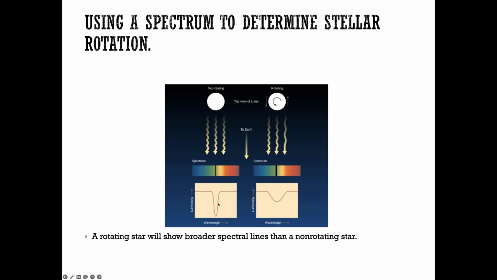Now, if you compare the two graphs here, the dip is like this for the first one. Once it gets a little bit broader, you will get a different shape for this absorption line. So that is what we call line broadening. Basically, you will have broader spectral lines for a rotating star compared to a non-rotating star. That is another application of the Doppler shift in physics that we use in astronomy.